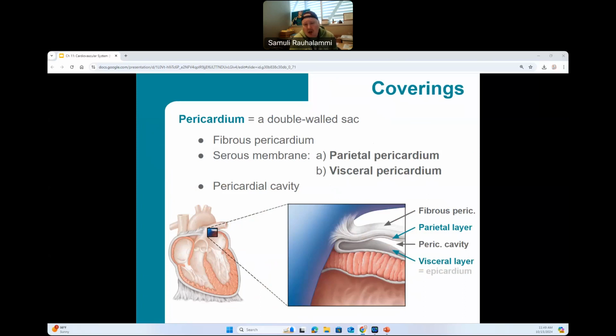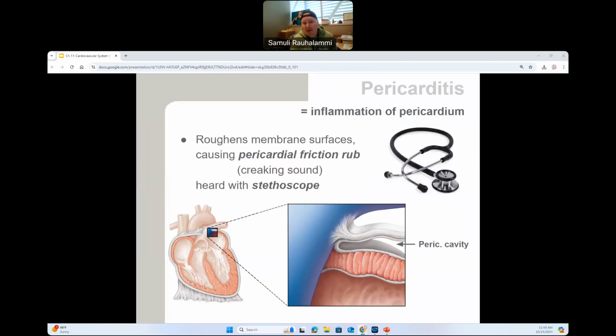I also wanted to mention a clinical example for us to consider as it relates to these structures. Inflammation of the pericardium is known as pericarditis. This causes these membranes to become rougher. As they rub against each other, we hear a creaking sound, which can be picked up with a stethoscope. That's one of the many reasons why we might listen to the patient's chest with a stethoscope, to see if there's anything unusual with the sounds. And one of the unusual sounds would be this creaking sound of pericarditis.